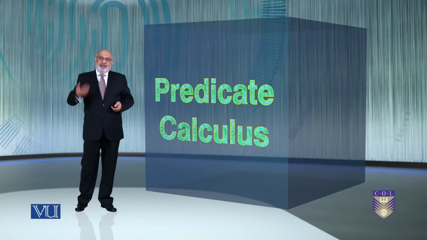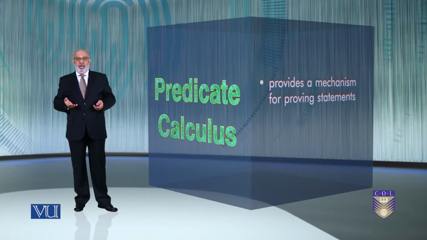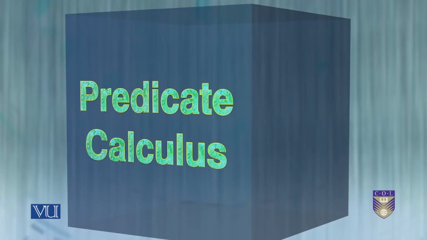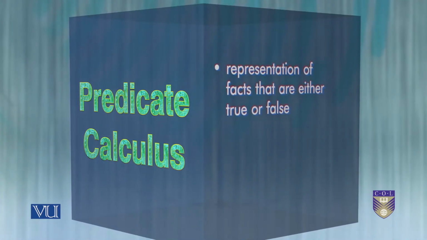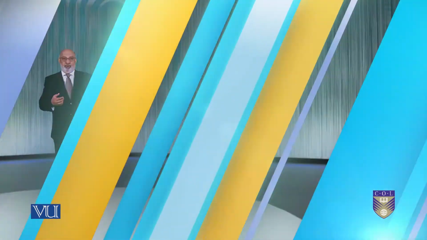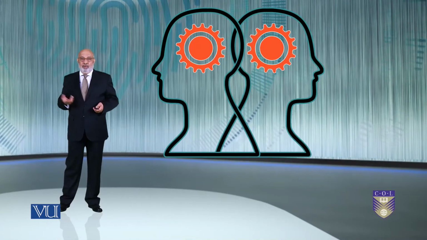Now, due to its greater representational power, it provides a mechanism for proving statements, and of course can be used for logic manipulation. Remember, we can only represent facts that are either true or false. We can't have mixed values. And of course, once again, the limitation is that it can't represent complex sentences or natural language statements. So, for instance, we can't represent sentences like some humans are intelligent, or Ahmed likes cricket.